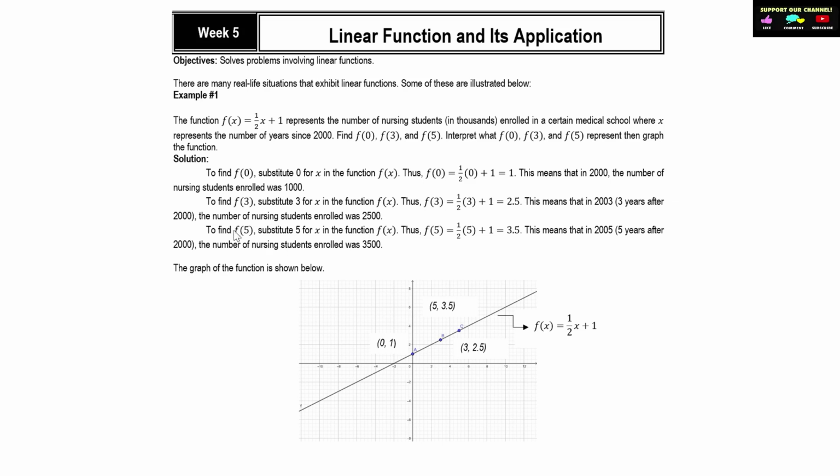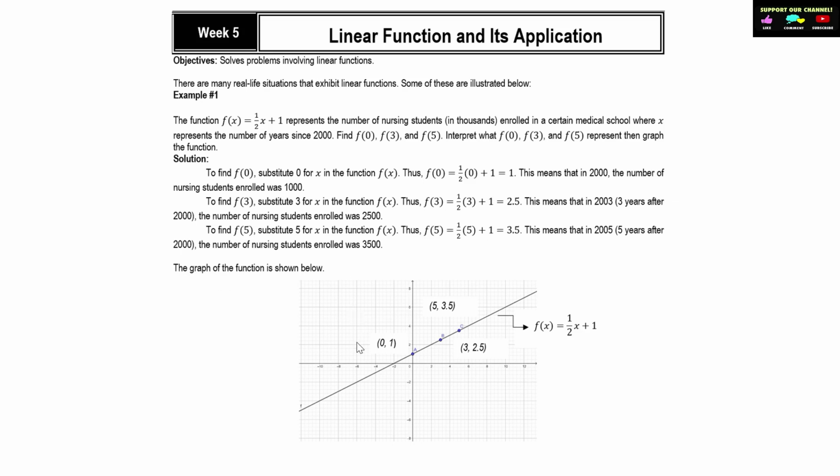Then for f of 5, substitute 5 for x in the function f of x. So this will become now f of 5 equals 1 half times 5 plus 1, so that is 3.5. Since 1 half times 5, that is 2.5 plus 1, so that is 3.5. This means that in 2005, so our x is 5 years after 2000, the number of nursing students enrolled was 3,500. Since the value that we had is 3.5 times 1,000, so that is 3,500.